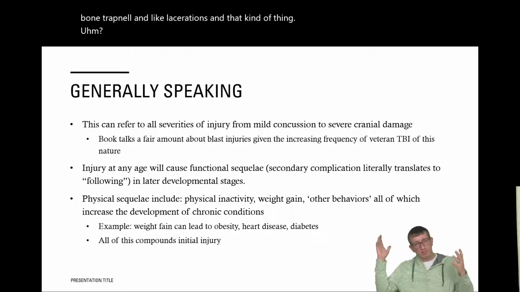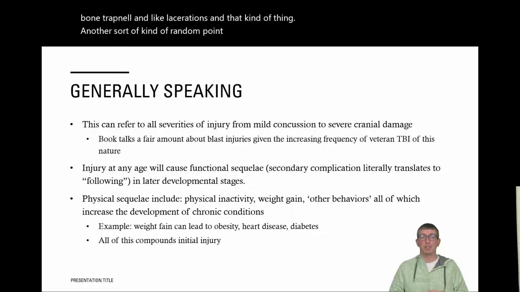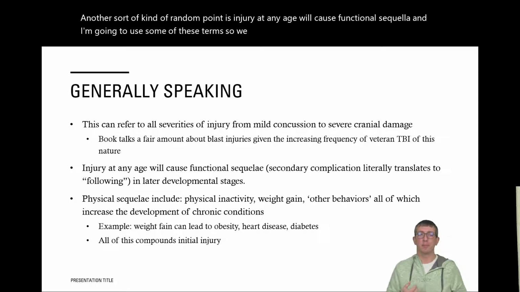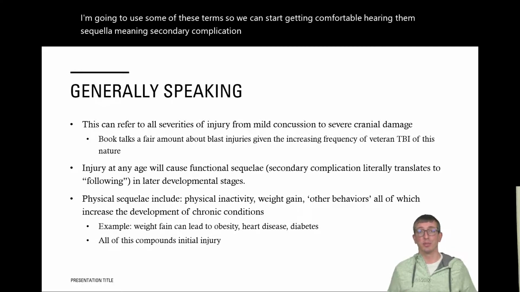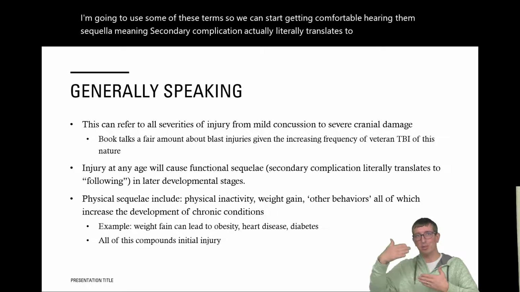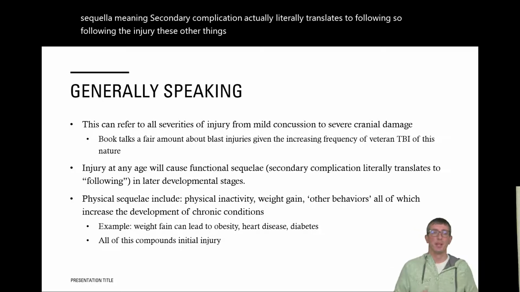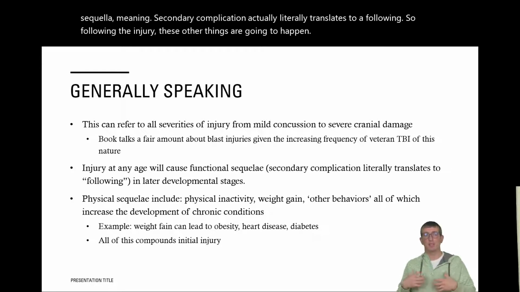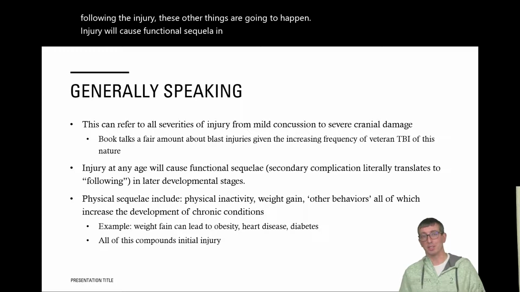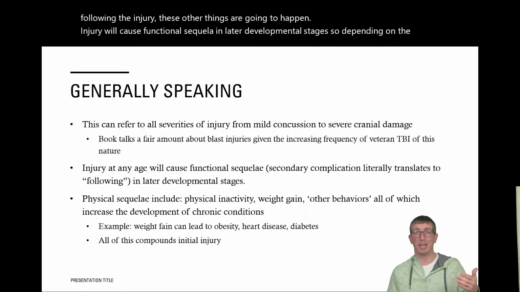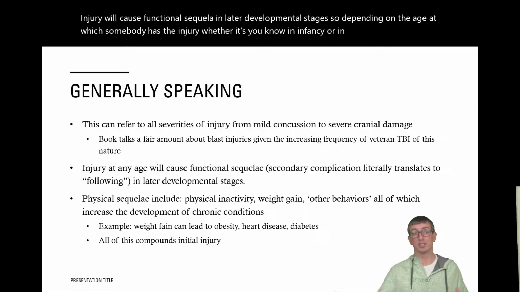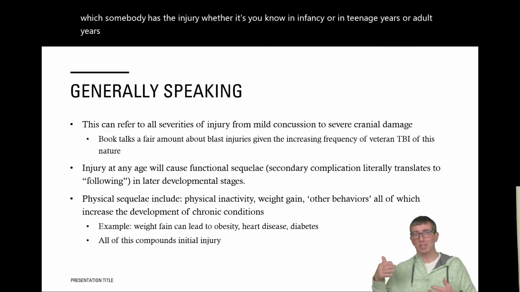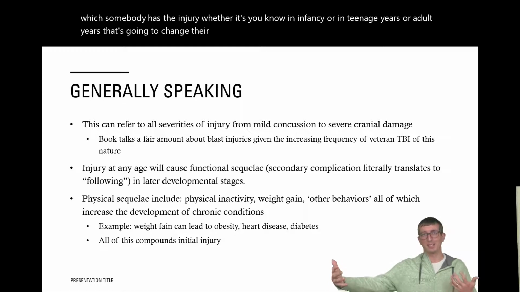Another point is injury at any age will cause functional sequela, and I'm going to use some of these terms so we can start getting comfortable hearing them. Sequela, meaning secondary complication, literally translates to following. So following the injury, these other things are going to happen. Injury will cause functional sequela in later developmental stages. So depending on the age at which somebody has the injury, whether it's in infancy or teenage years or adult years, that's going to change their functional capacity later on.